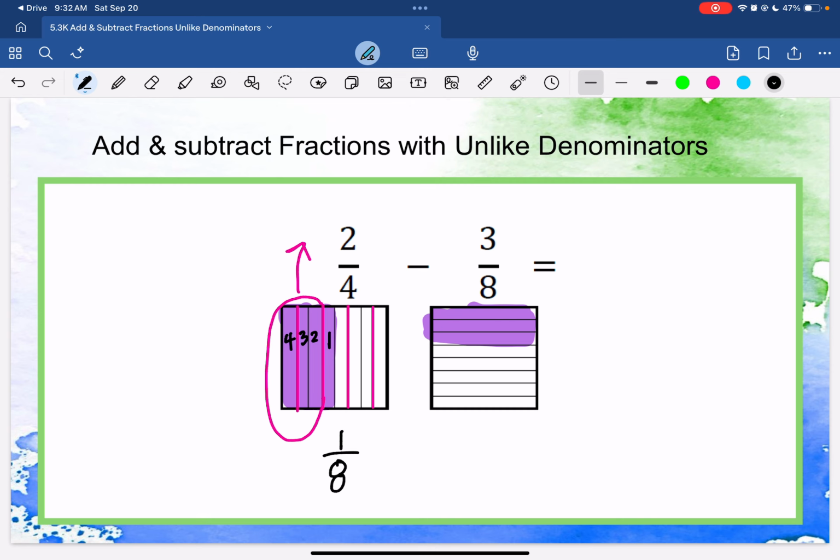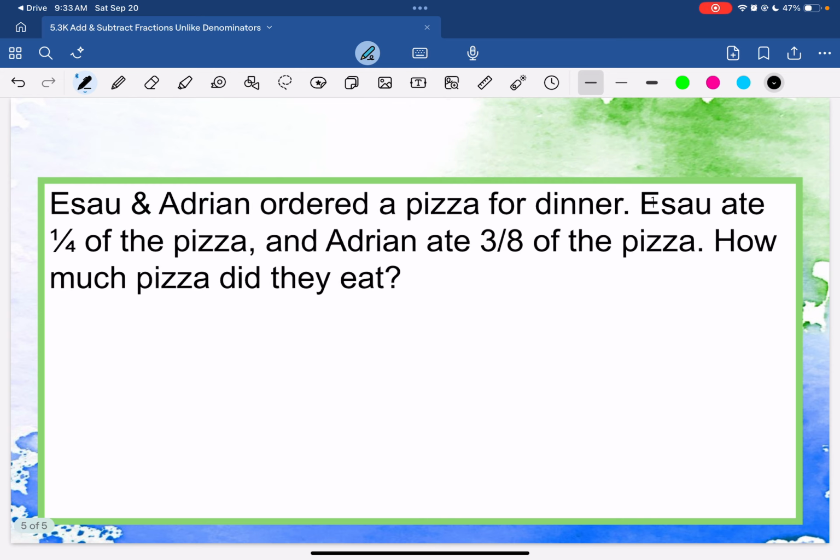Now, this is the last problem. I would like you to try to do the problem yourself and answer the question in the comments.